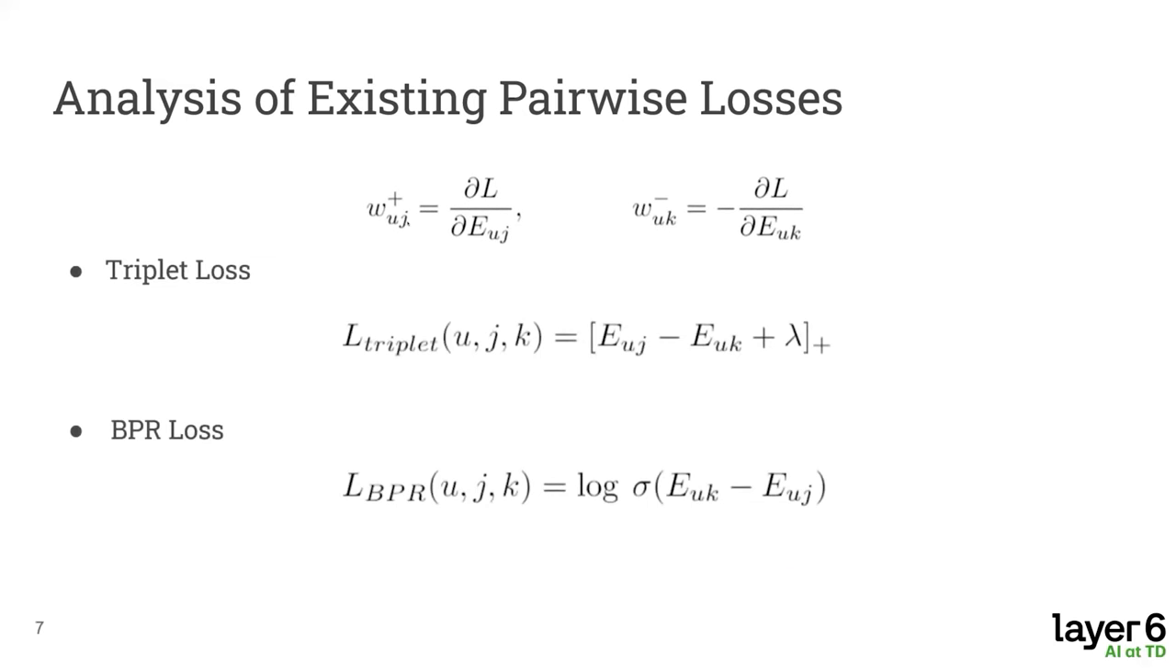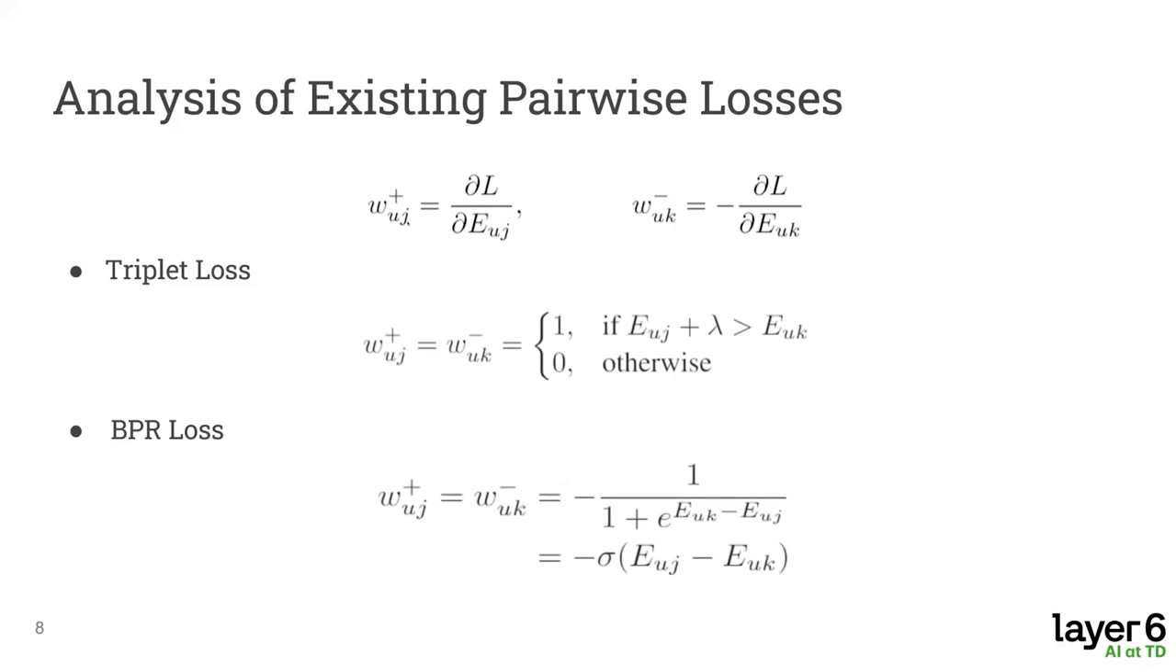The losses for triplet loss and BPR loss are shown below, and we obtain their weights by taking the gradients with respect to EUJ and EUK respectively. The weight for triplet loss is 1 if the distance of a positive pair plus lambda is larger than the distance of a negative pair, and it's 0 otherwise. For BPR loss, it's the negative sigmoid of the difference between the positive and negative pair distances.